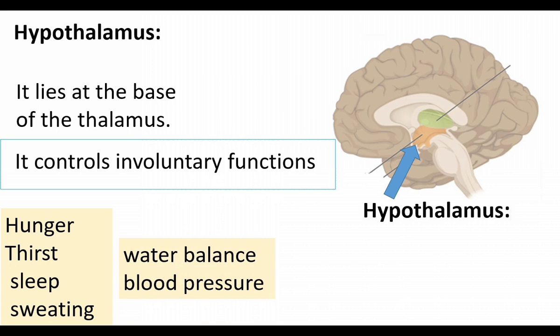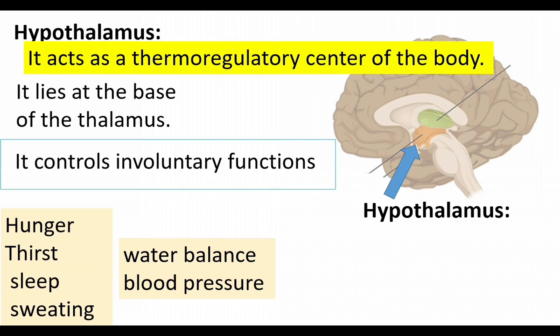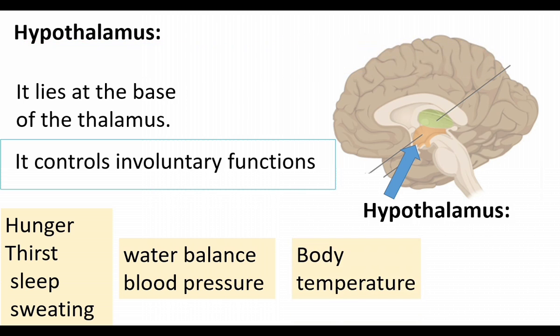Water balance, blood pressure is controlled by hypothalamus. Normal level of water is maintained. The blood pressure is kept normal by hypothalamus. It acts as a thermoregulatory center of the body. Temperature regulation is called as thermoregulation. It maintains body temperature. Hypothalamus regulates body temperature.